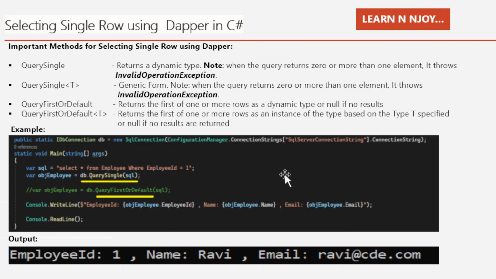So whenever we are pretty much sure that it is just going to return a single record, we can go ahead with QuerySingle. If you are not confident that this table is going to have one value, we can go ahead and implement the QueryFirstOrDefault method, which basically returns the first of one or more rows as a dynamic type, or null if no results. Or we can go for QueryFirst also. That's how we select a single row using Dapper in C#.